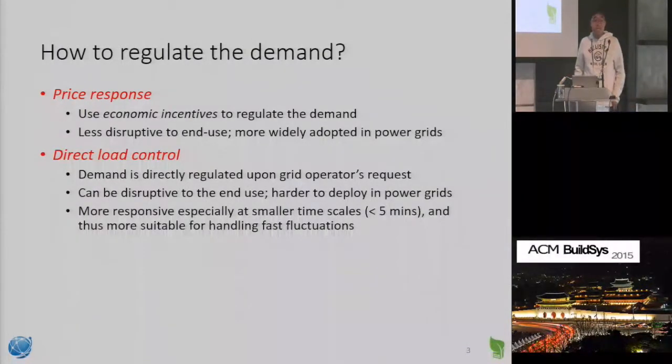The other mechanism is called direct load control. In this scheme, the demand is directly regulated upon the grid operator's request. So it is possible that this scheme may disrupt the end user, making it harder to deploy in power grids. However, this scheme has the benefit of being more responsive at smaller timescales, especially faster than 5 minutes, and thus it's more suitable and necessary to handle the fast fluctuations injected by renewables.